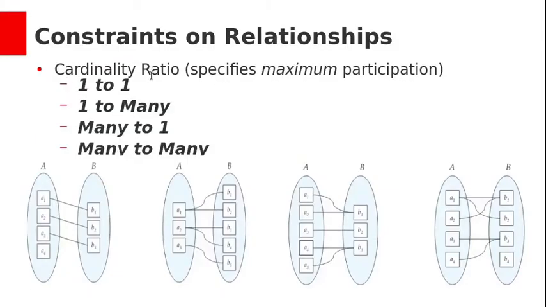Cardinality ratio for binary relationships. Cardinality ratio specifies the maximum number of entities of an entity type that can be associated with other entities via a relationship. These are the cardinality ratios for binary relationships: 1 to 1, 1 to many, many to 1, and many to many. Let's see 1 to 1. An entity in A is associated with at most one entity in B, and an entity in B is associated with at most one entity in A.